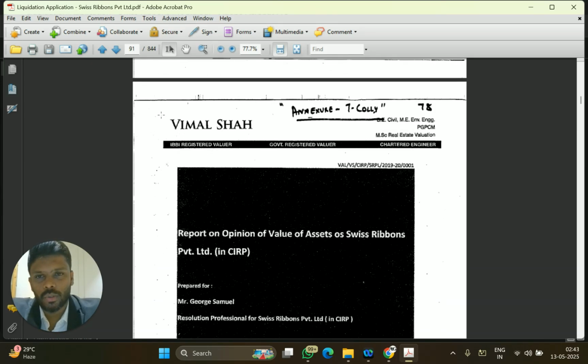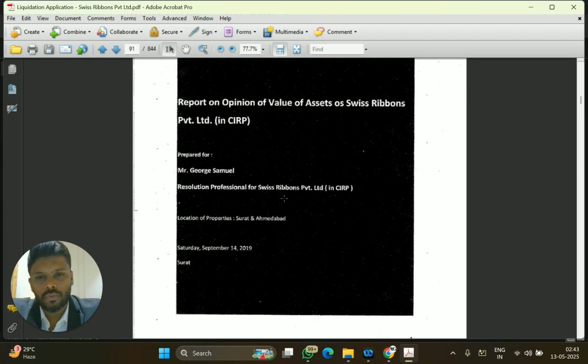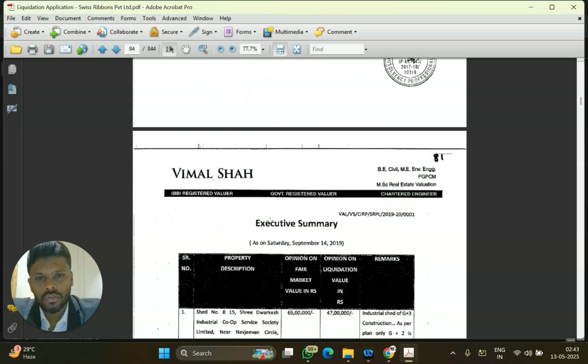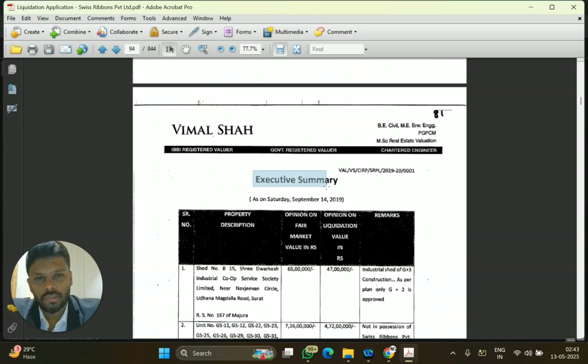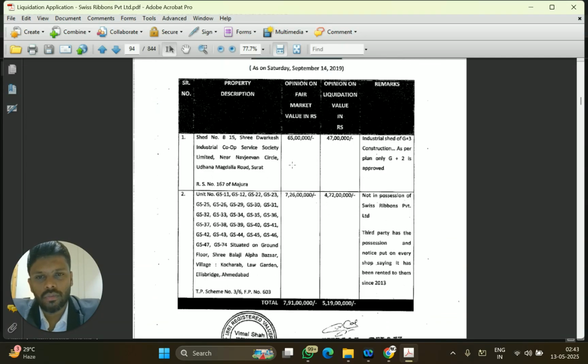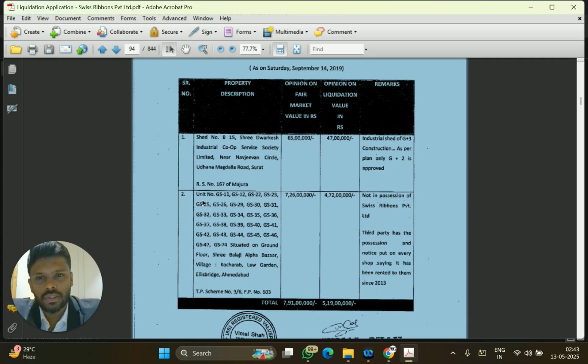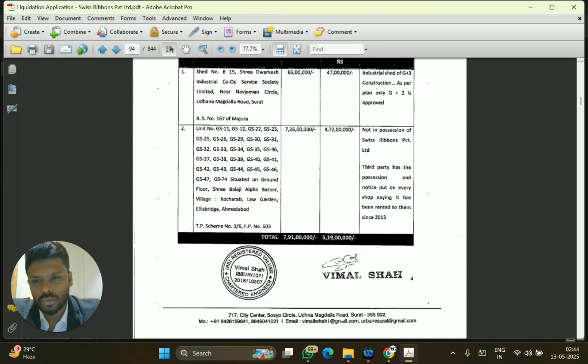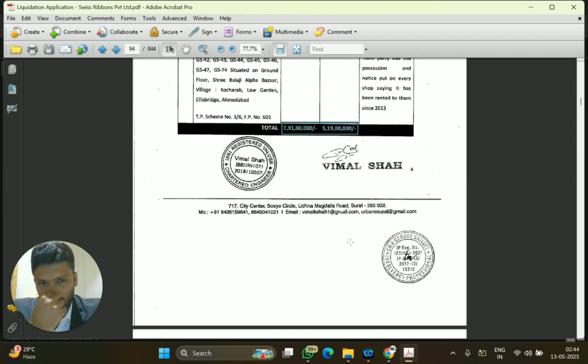So if you see, this is the valuation which was done by Vimal Shah in respect of what? In respect of the land and building. So in the initial page, in the summary column, he has indicated the valuation: the first fair value of this is 65 lakhs as per him. Liquidation value of this property as per him is 47 lakhs. Similarly, for the second property, fair value and liquidation value are given, and the total comes to so and so. These two values we have captured in our summary of valuation, which I showed earlier.